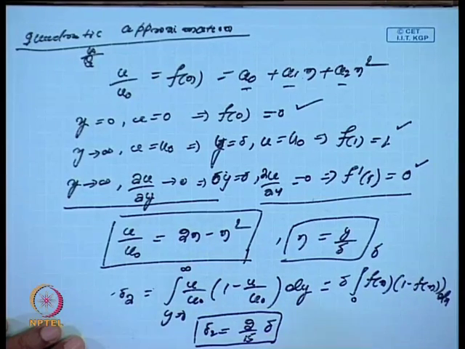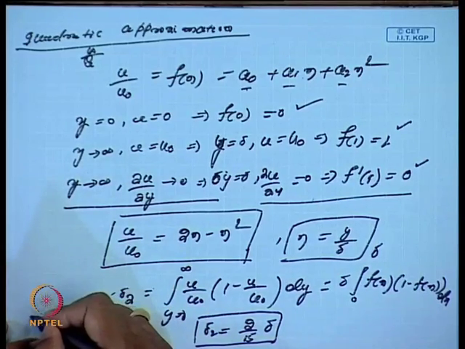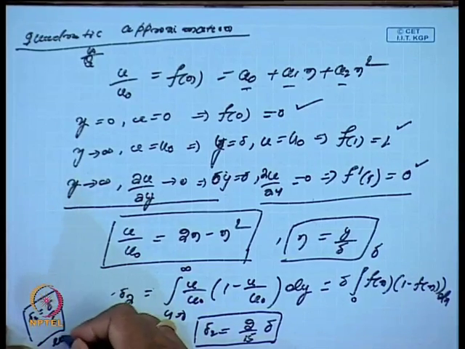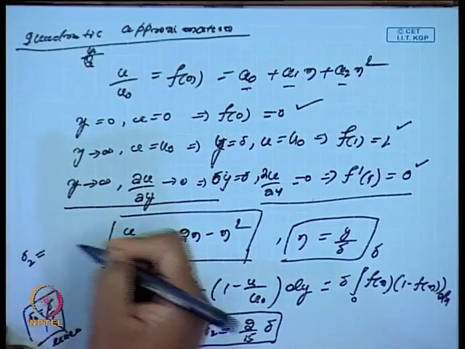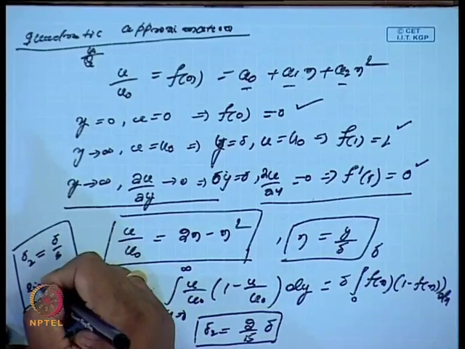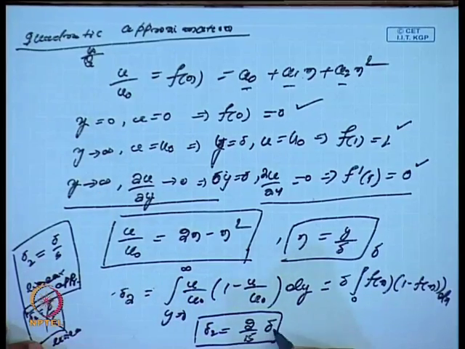You can just see that in the earlier case, when I had a linear approximation, my delta 2 was delta by 6. On the other hand, we have delta 2 as 2 by 15 into delta in this case of quadratic approximation.